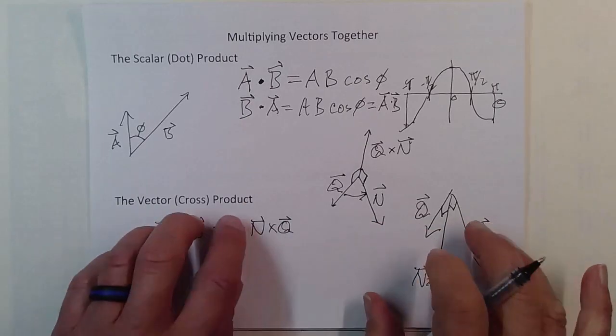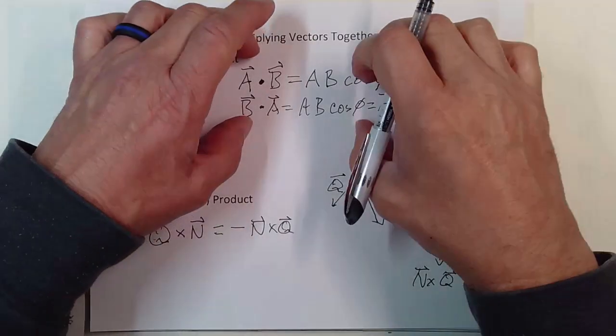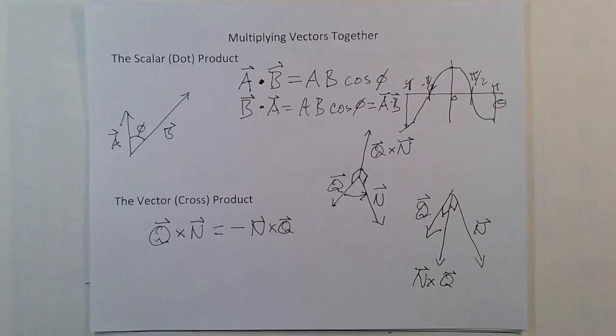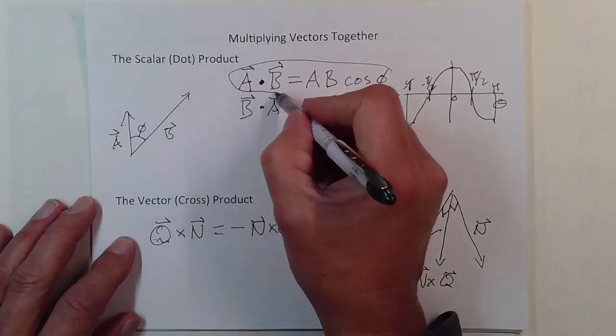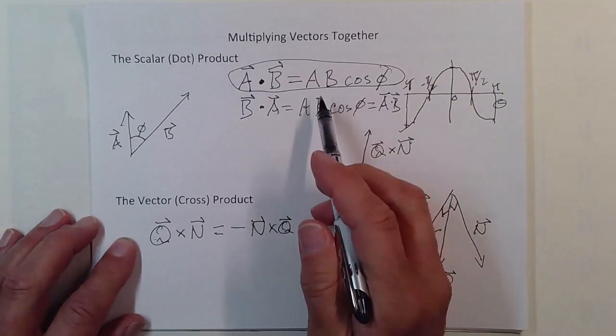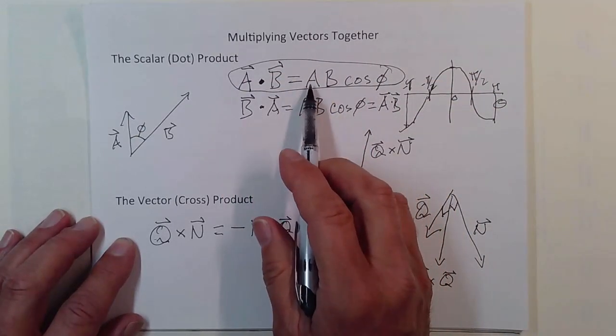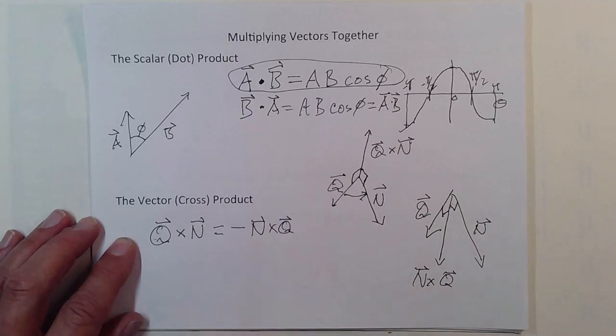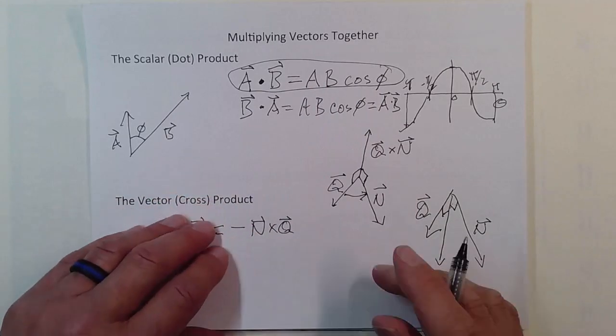Now, we're not going to do anything with this. This is the product that we're talking about today. And at first, we're just going to investigate this property that it's equal to the magnitude of A, the magnitude of B, times the cosine of the angle between them.